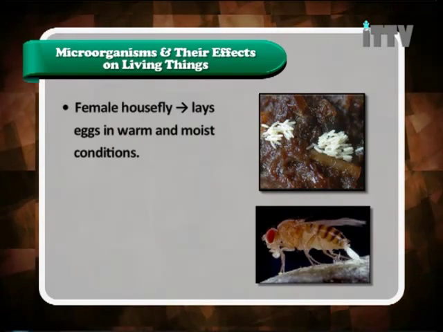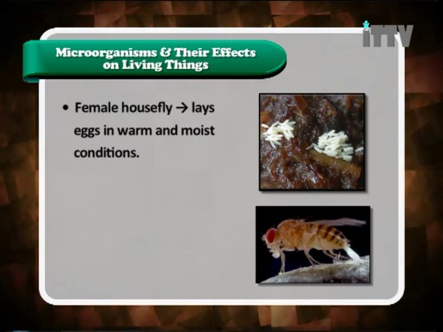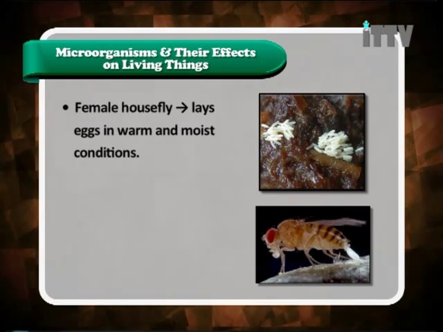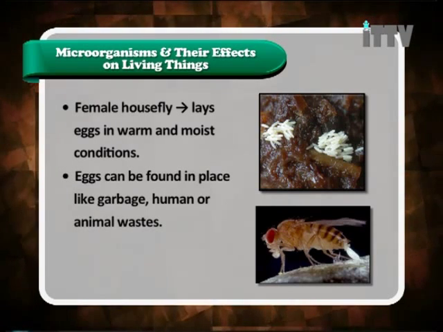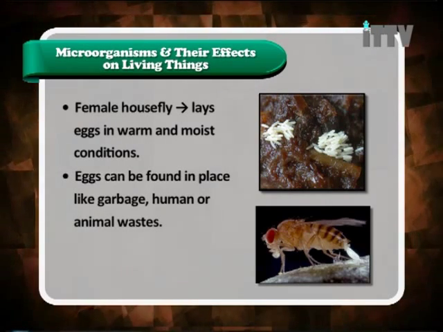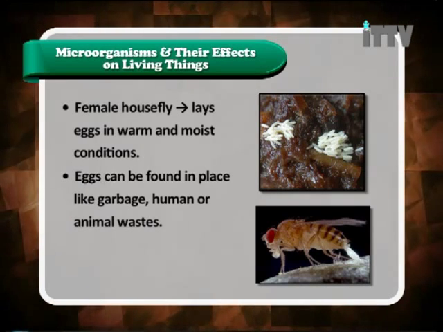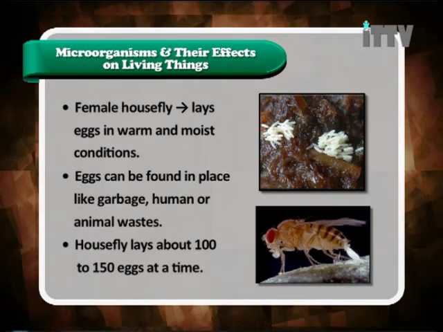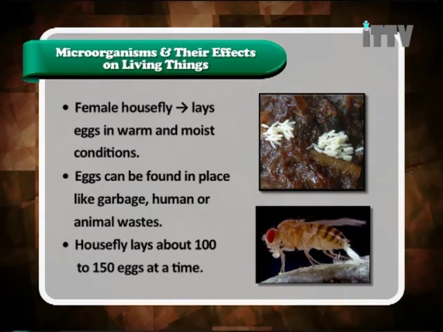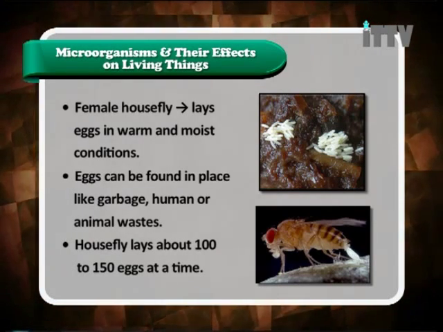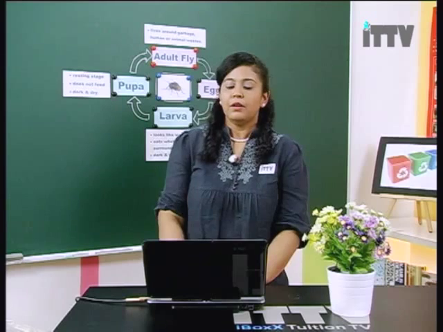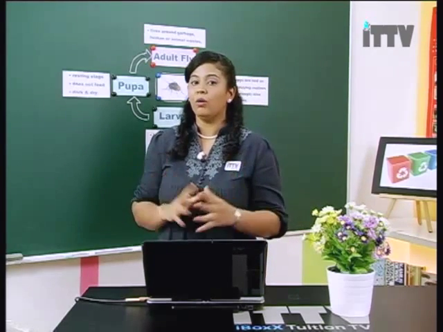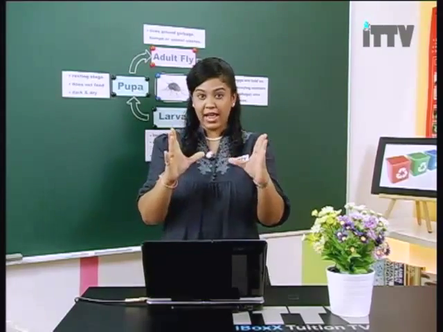Eggs. The female housefly lays its eggs in warm and moist conditions. The eggs can be found in places like garbage, human or animal waste, and decaying organic matter. The female housefly lays about 100 to 150 eggs at a time. The eggs are white. So we understand how the eggs are laid and where they are laid.